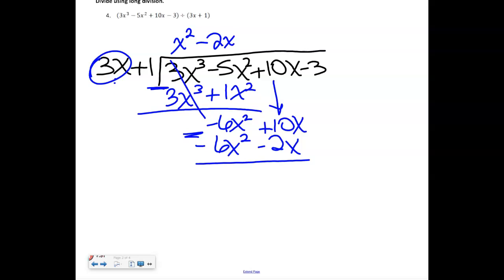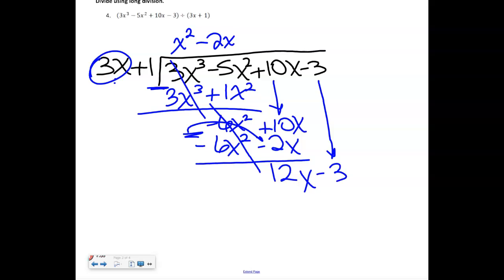My negative 6x squareds are canceling. Now again, think of your double signs here. What am I going to be left with? 12x. Yep, the double negative turns it into 12x. Again, if you wrote 8x to me there, can I turn 3x into 8x? No, so that tells you you're wrong. And now again, we have one more time.